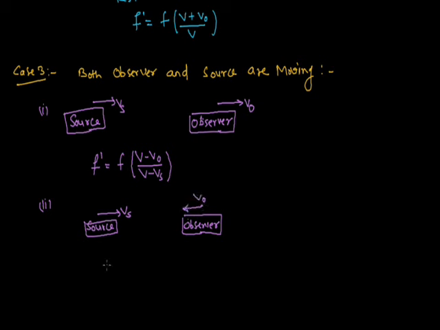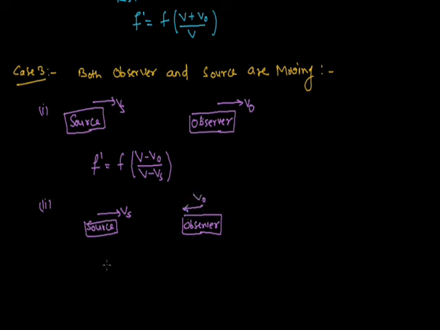Now in the fourth condition, if the source is moving away from the observer with velocity vs and the observer is moving towards the source with velocity v naught, then the frequency received by the observer will be f into (v plus v naught) upon (v plus vs). So that is the fourth condition, that is all possible conditions when both observer and source are moving.